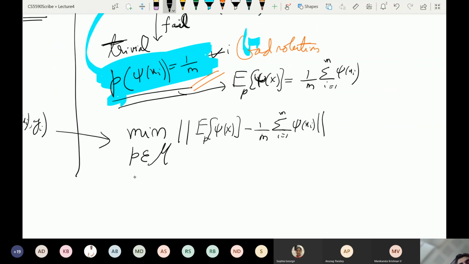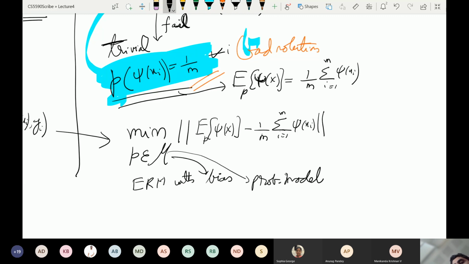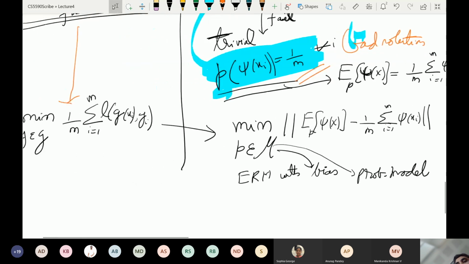So this is equivalent to what? This is equivalent to empirical risk minimization with inductive bias. Now you may not call it inductive bias in this case because it's not the functions g which you are biasing on. It's their likelihood functions which you are having a bias on. So usually this set is itself called the probabilistic model. That's the rough terminology.